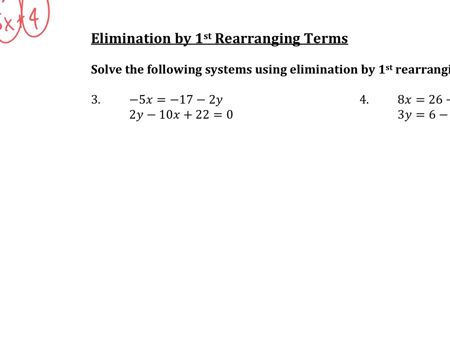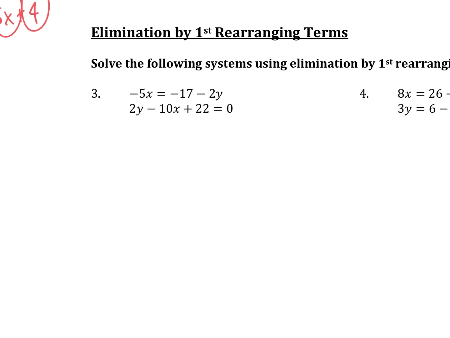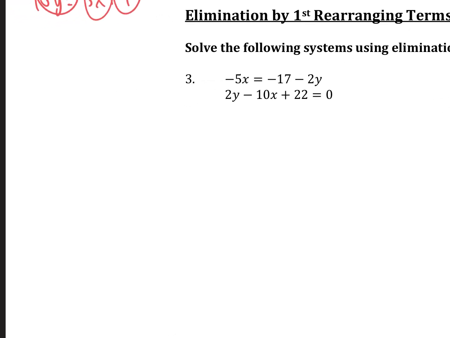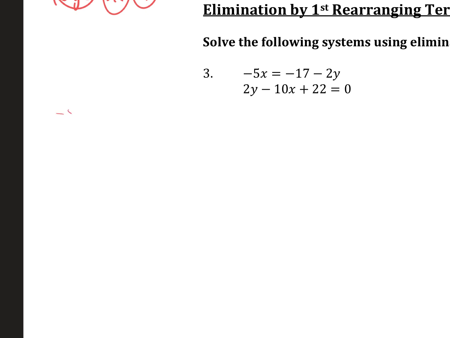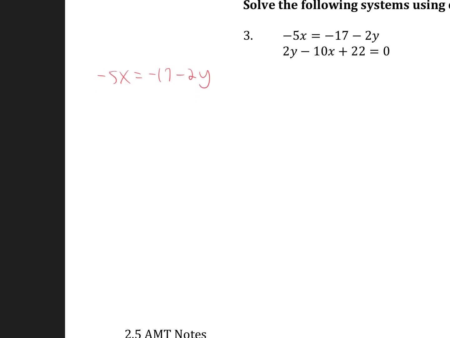Okay, so we got this one here for number 3. We got negative 5x equals negative 17 minus 2y. We have 2y minus 10x plus 22 equals 0. So let's rearrange these. These are not obviously lined up here, so we're going to do negative 5x equals negative 17 minus 2y. How do I get the x and y on the same side in one step? Well, we can add 2y to both sides. So we're going to add 2y. We get negative 5x plus 2y equals negative 17.